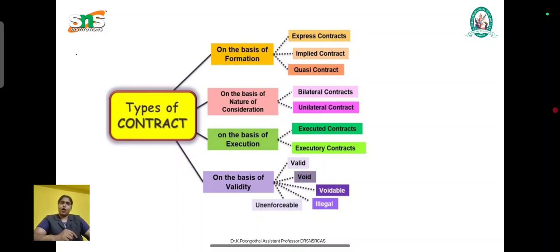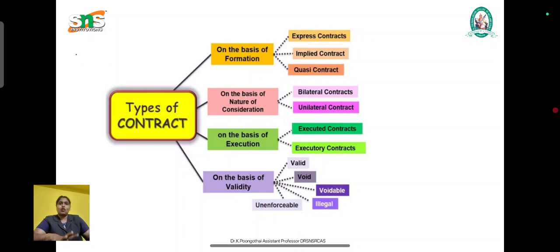The next thing is voidable contract. A voidable contract is a contract enforceable by one party but not by the other party. The causes are fraud, misrepresentation, undue influence. Example, A is forced to sign an agreement under threat. The rights here: the affected party can cancel the contract or continue the contract.